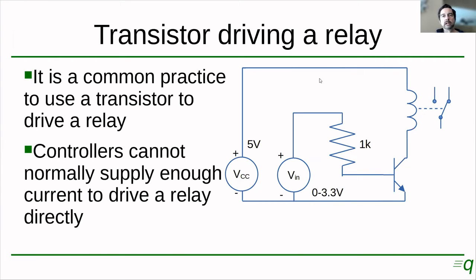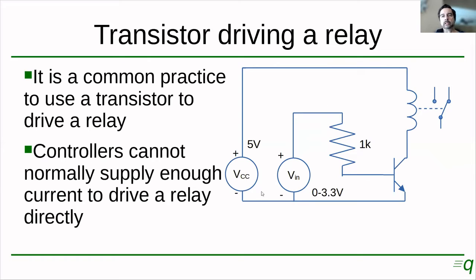So let's see how we can use a transistor to drive a relay. This is a fairly common combination, depending on what is controlling the circuit, right? If we have, for instance, a microcontroller trying to control a relay, the current that a microcontroller pin can deliver is not enough to turn on the relay. So it's common practice to add a transistor in between.